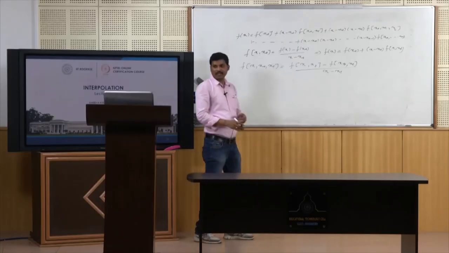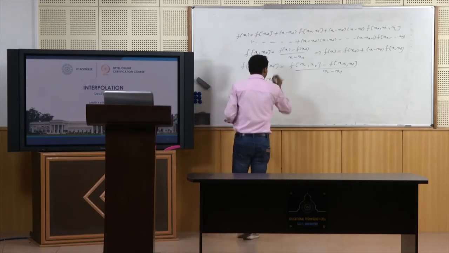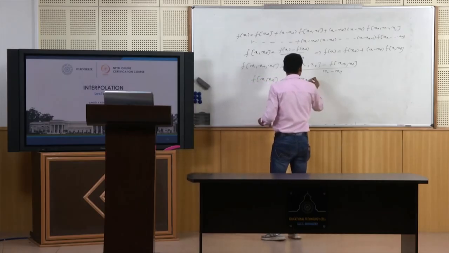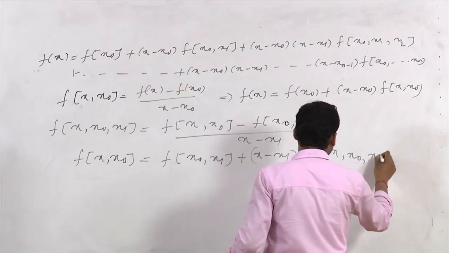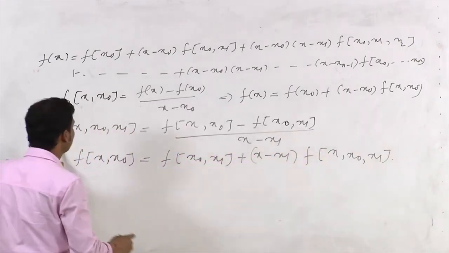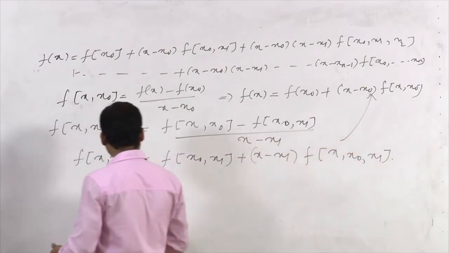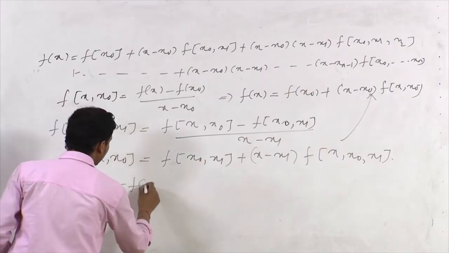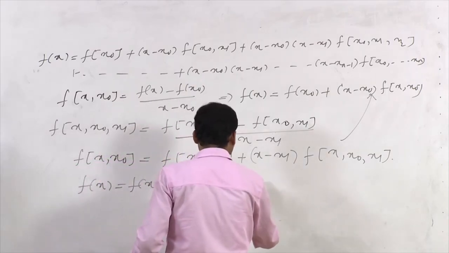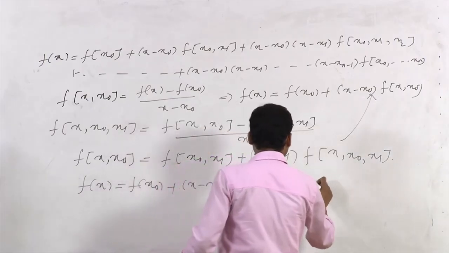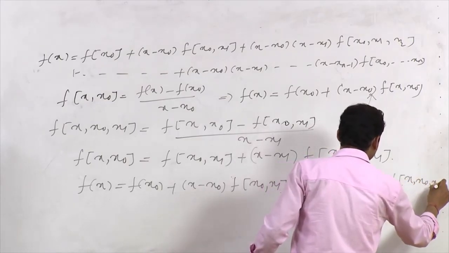And if we separate this f of x x0 here, this can be written in the form of f of x0 x1 plus x minus x1 into f of x x0 x1 here. So if you replace this function f of x x0 in this expansion here, then we can obtain this expression of f of x as f of x equals f of x0 plus x minus x0 into f of x0 x1 plus x minus x0 x minus x1 f of x x0 x1 here.